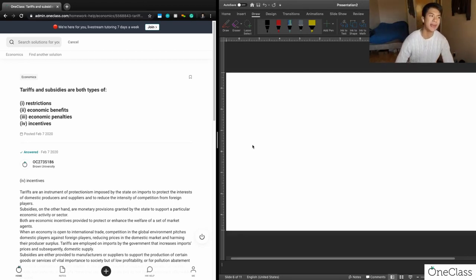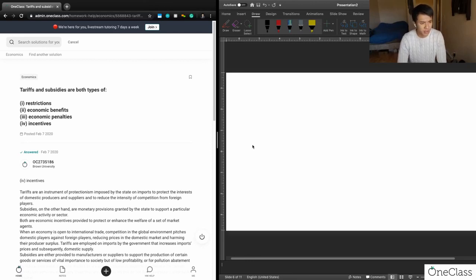A tariff is a tax that you impose on goods that are being imported from other countries or internationally. And so that's going to be a tool to help protect domestic producers and also raise the price of imports. Subsidies, on the other hand, are given to people to basically stimulate or incentivize behavior that the government wants more of. And so that can be either domestic or international, basically lowering the cost of production for certain goods.